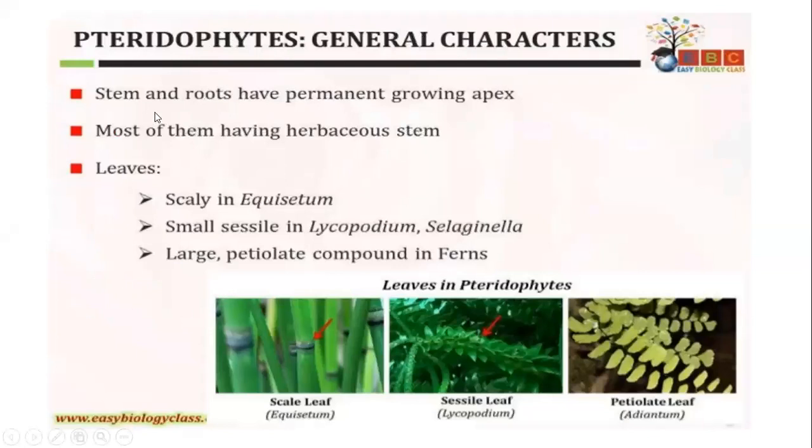Next, we can also see the presence of roots and stem with permanent growing apices, and some of them are herbaceous also. When we go to the leaves, they are sessile, and scale leaves are also seen. Here this is Selaginella, this is Equisetum, this is the position of the scale leaf. In Lycopodium, the leaves are sessile, they do not have any petiole. And this is Adiantum, where we can see the presence of a small petiole.